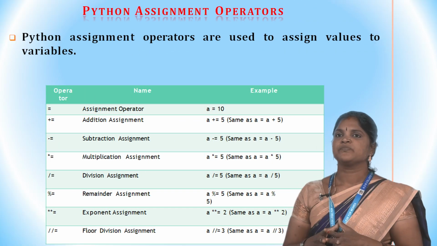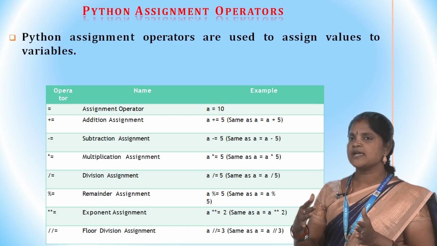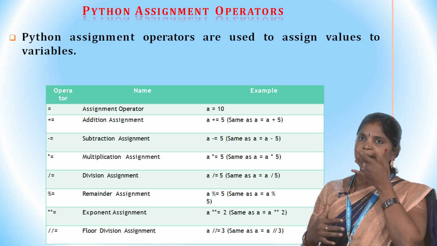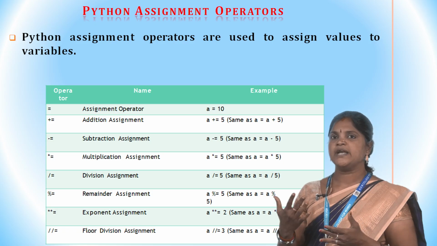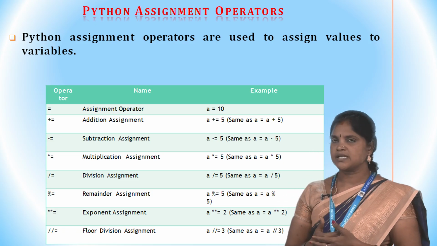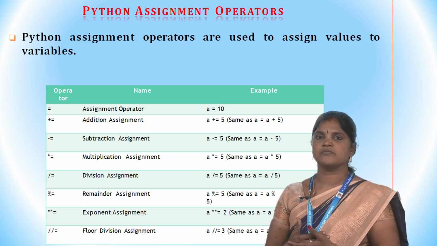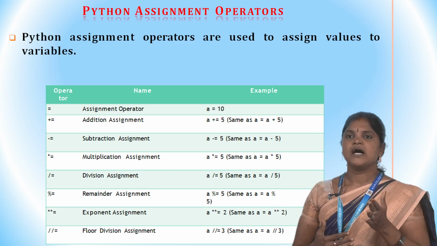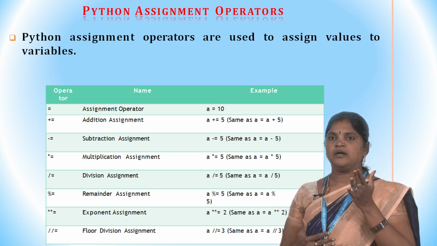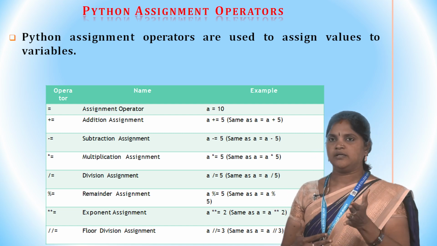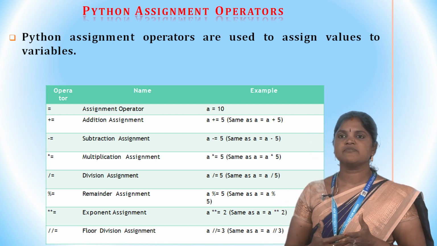Assignment operator. They are used to assign values to variables. These operators include simple assignment operator, addition assign, subtraction assign, multiplication assign, division assign and other assign operators. For example, assignment operator, A = 10. Here A is assigned the value 10. 10 is the value of A.